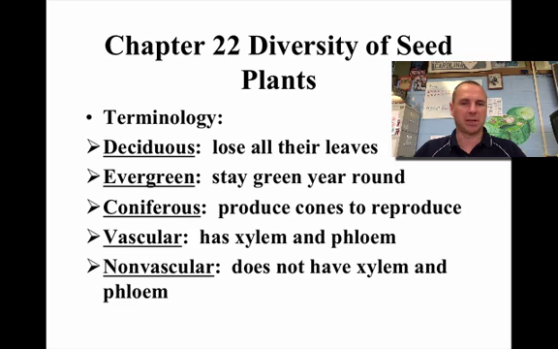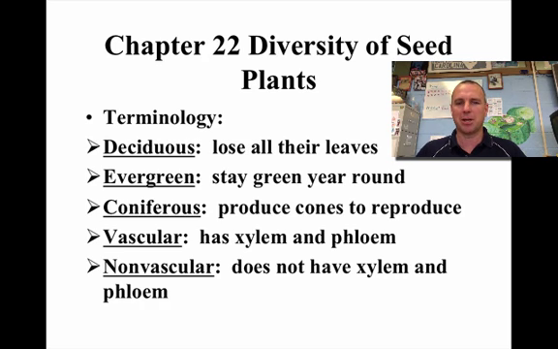Vascular and non-vascular. Basically, vascular means it's going to have xylem and phloem. Non-vascular means it doesn't. And I like to think of any plant that is very tall at all, even grass, is going to be vascular. It's going to have xylem and phloem. You're going to have a very low-growing plant if it's non-vascular. And I usually think of mosses as non-vascular.